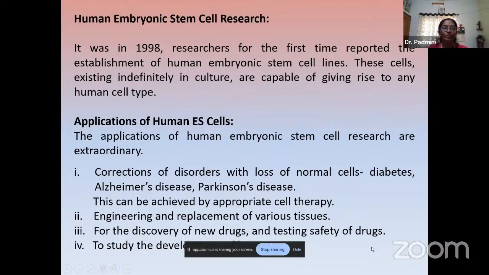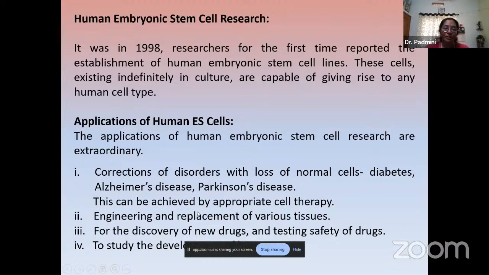So those were the different types of cells that we were talking about. Then coming to human embryonic stem cell research, where you can talk about what is an embryonic stem cell and what are the different types of stem cells. Now we'll be talking about where you can apply human embryonic stem cells in research or in regenerative medicine. In 1998, researchers for the first time reported the establishment of human embryonic stem cell lines, and these cells existed indefinitely in culture and are capable of giving rise to any human cell type. So what are the applications?